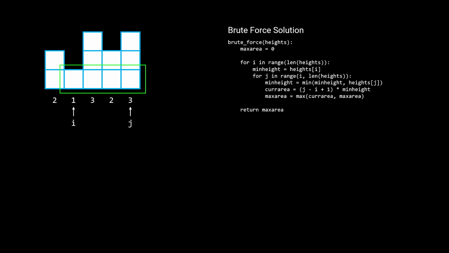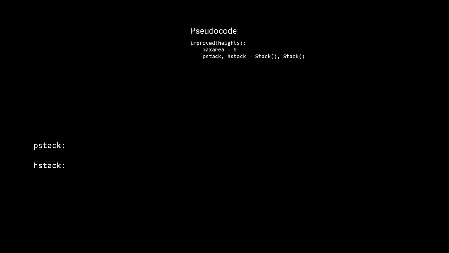So how can we fix this in our improved solution? Well, our improved solution is going to make use of a stack to remember and keep track of certain starting points and heights of certain rectangles. On the right is our pseudocode. We're going to have two stacks. The first stack, P stack, is going to keep track of the starting position of any rectangle we want to track. The second stack, H stack, is going to be synced with the P stack to record the height of the corresponding rectangles that we're tracking.